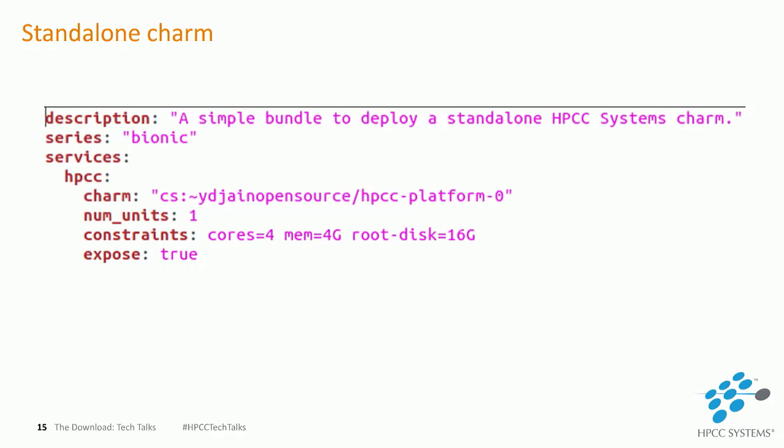So in this case, we are deploying a service called HPCC, and the charm is this CS YDGen open source. This is my private repo which I'm using to deploy right now. The number of units is the number of units I want to deploy, as the name suggests. Further, we can have constraints associated with every single deployment. Constraints can be number of cores, memory, the size of the root disk which is attached, the zone which the charm gets deployed on, etc.